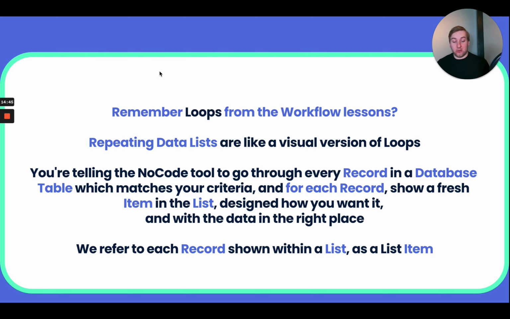You're just telling the no-code tool to go through every record in a database table that matches whatever criteria you've set. Like for example, pull all the tweets from the last hour, and then you're saying for each record, show me a fresh item in the list, designed however I want it, and with all the data in the right place thanks to the variables. And this is just a really important thing. I've mentioned it previously, but just to keep the terminology right, every record that we show within a list we refer to as an individual list item.